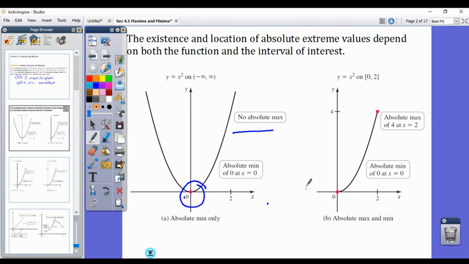Okay, but if we look here, this graph is defined only on the interval between 0 and 2. So since I only care about between 0 and 2, I still have my absolute min at x equals 0, but now I have an absolute max of 4 when x equals 2. So let's look at a few more things.